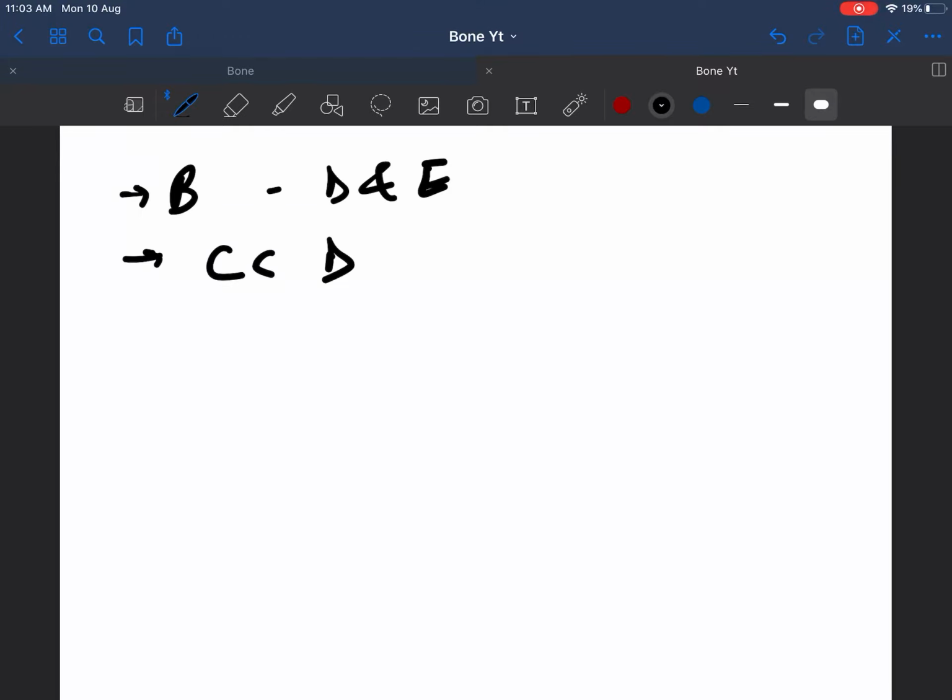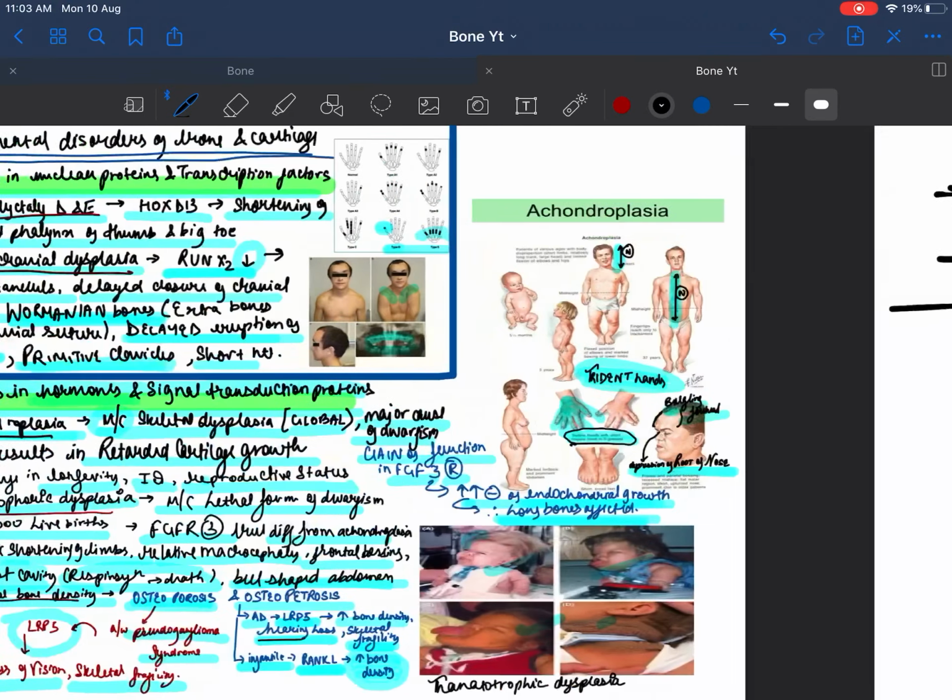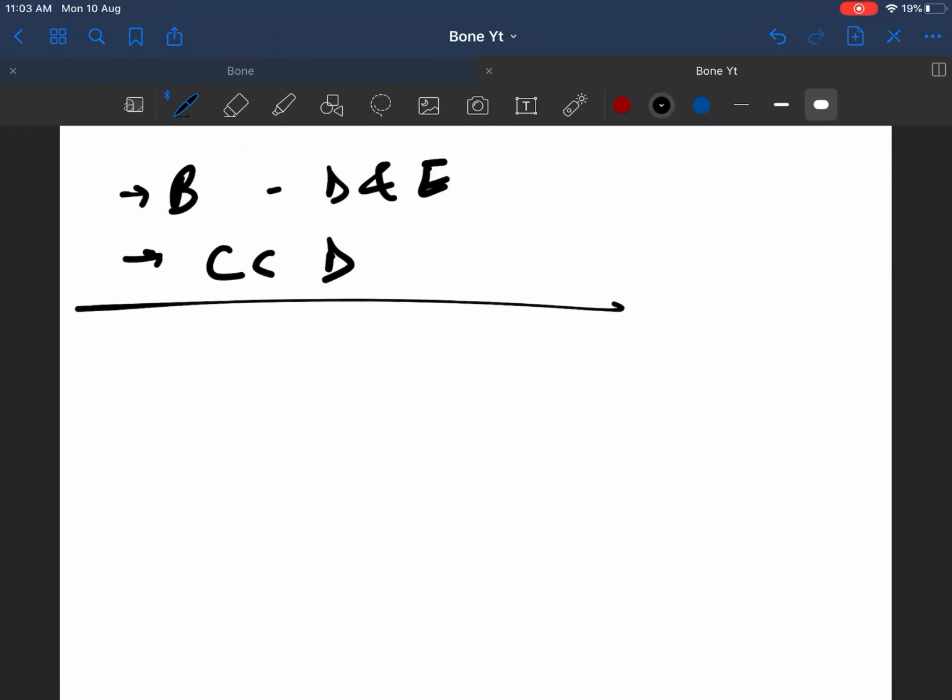So revising once more. First we revised about brachydactyly types D and E. We revised about cleidocranial dysplasia. Then we discussed achondroplasia, and we discussed the lethal form of dwarfism, which is thanatophoric dysplasia.